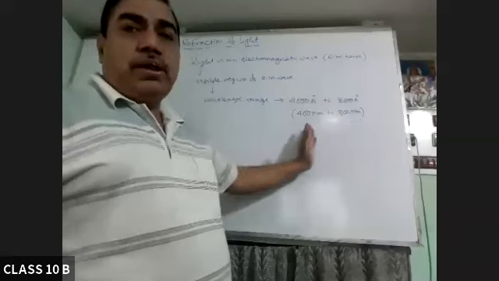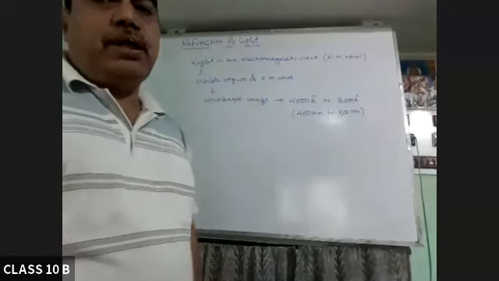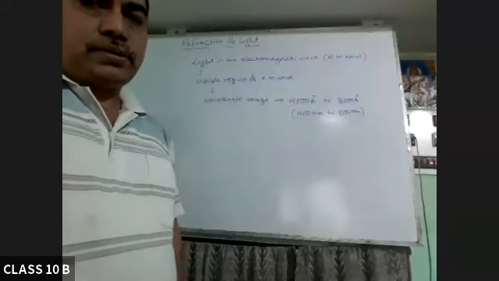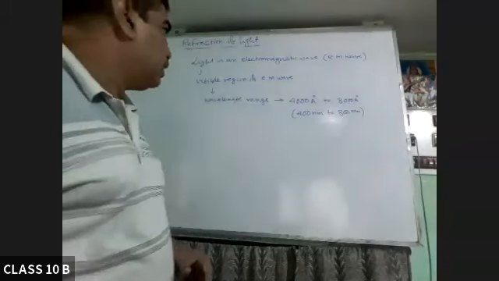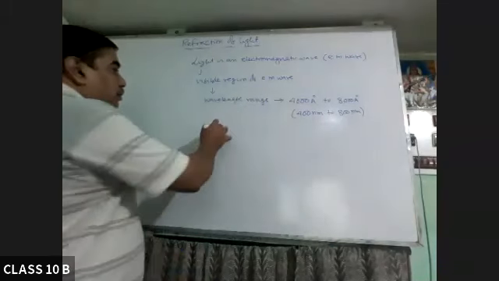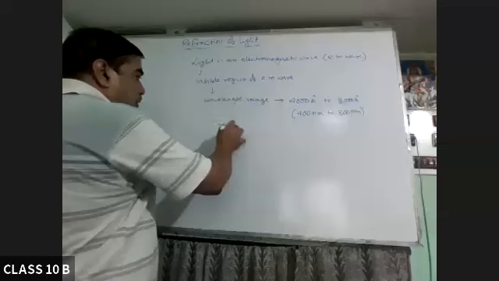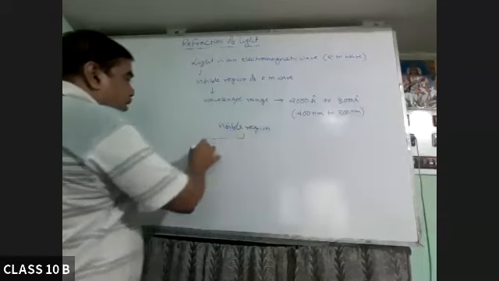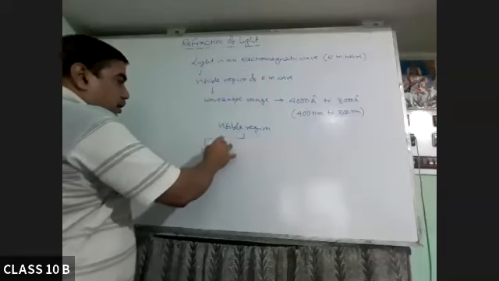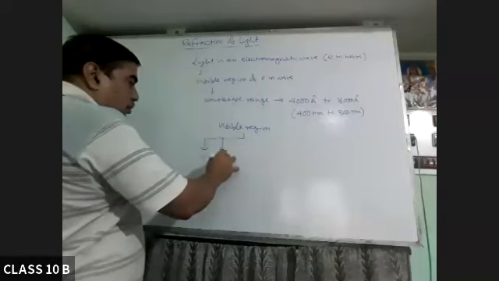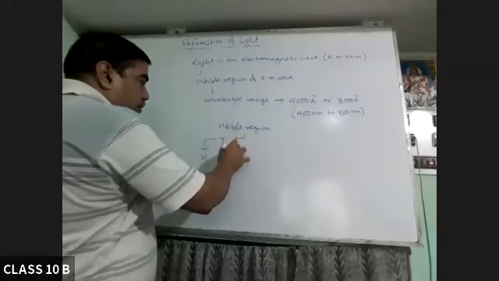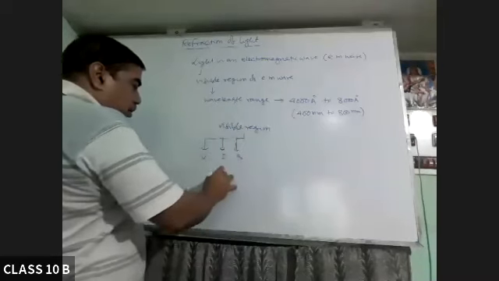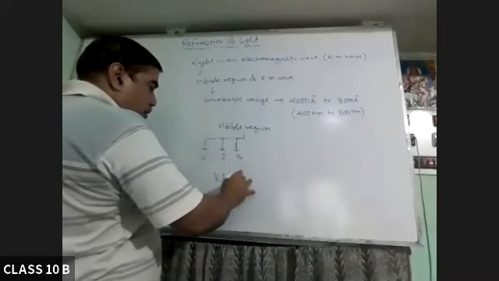Among this only, we have 7 different sub-regions. This visible region is divided into 7 sub-regions: violet, indigo, blue, and so on. So that we call VIBGYOR.